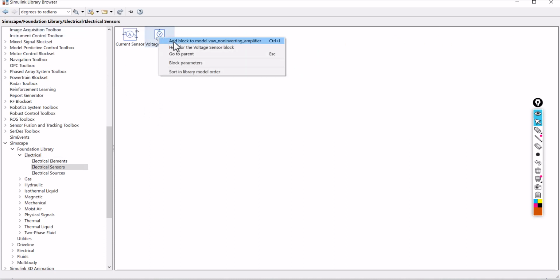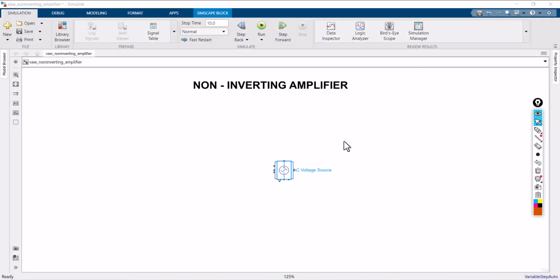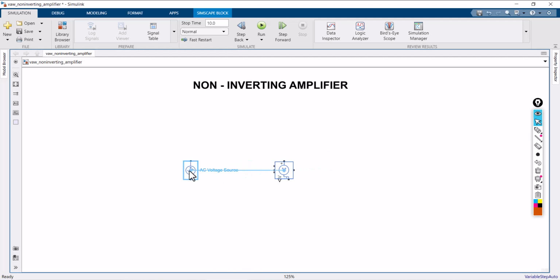I need a voltage sensor. Similarly, I need a source, AC voltage source. You can use both AC voltage source as well as DC voltage source. Okay. Let me connect it.